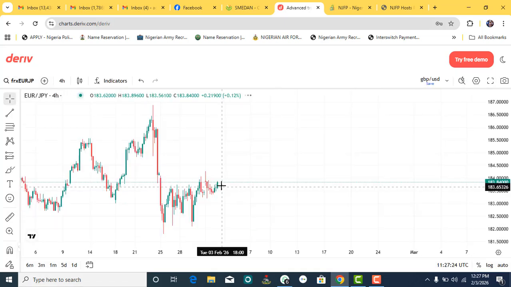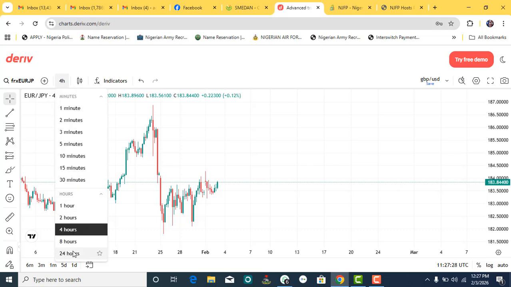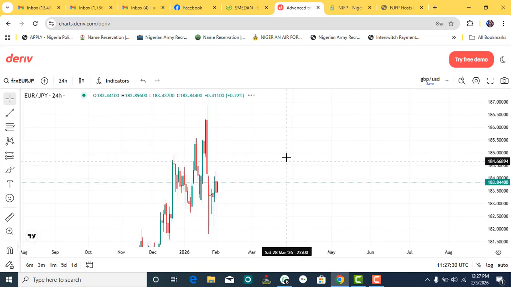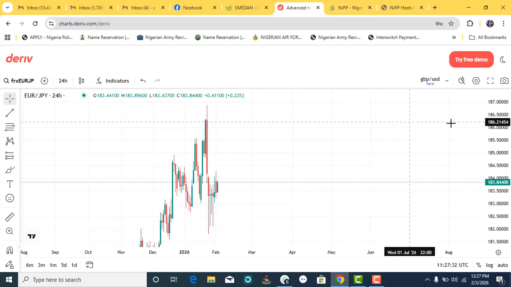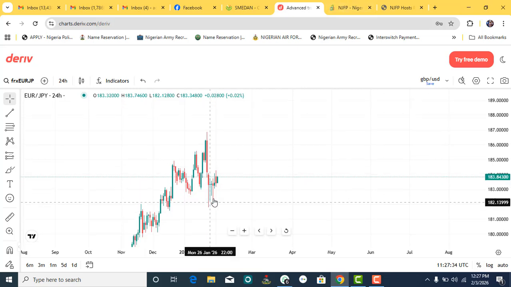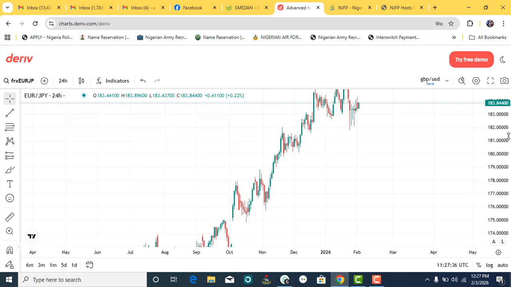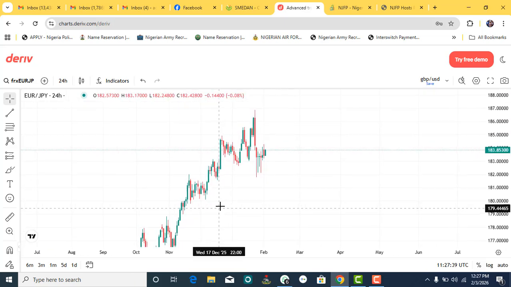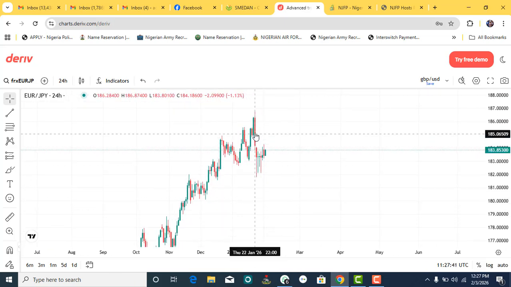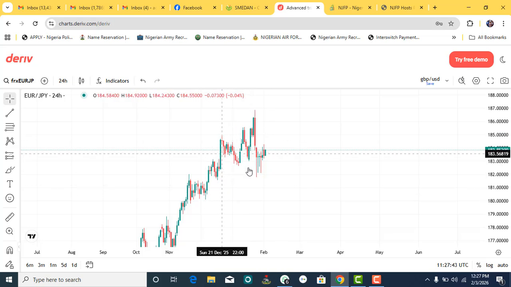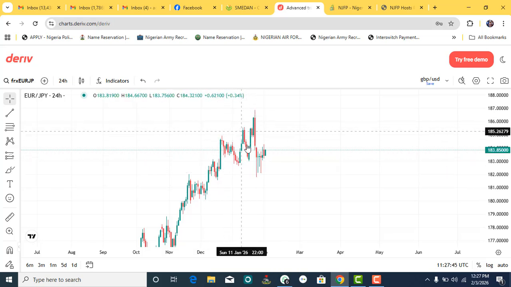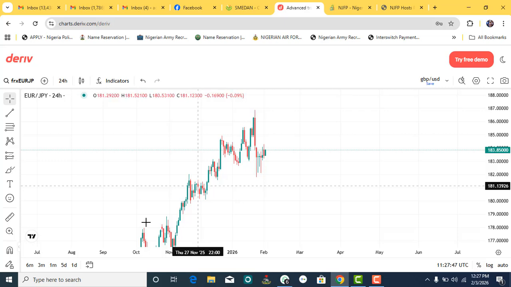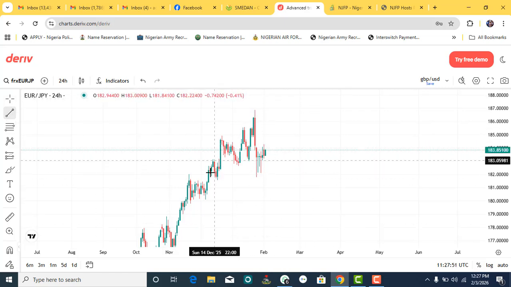Now on Euro JPY, you observe we normally start our trading from the 24 hours. That's where we start our analysis from. If you look at it from the 24 hours, you see that we are basically in an uptrend, creating a higher high, a higher high, lower low, higher high, lower low, higher high. So this is how we actually determine our trade. So we know that basically we are in an uptrend.